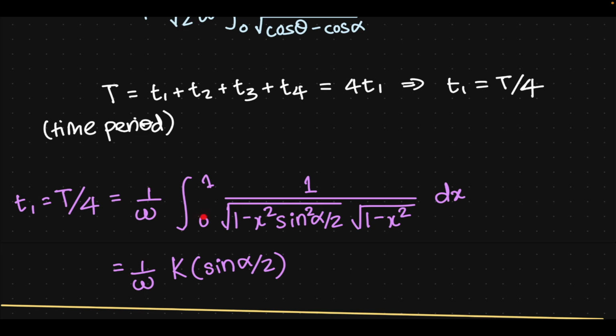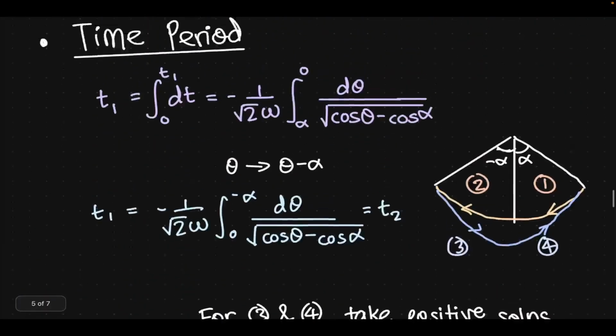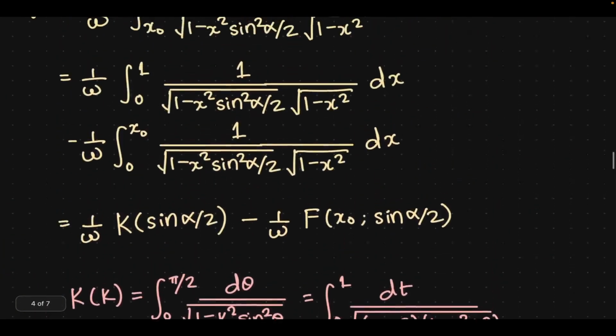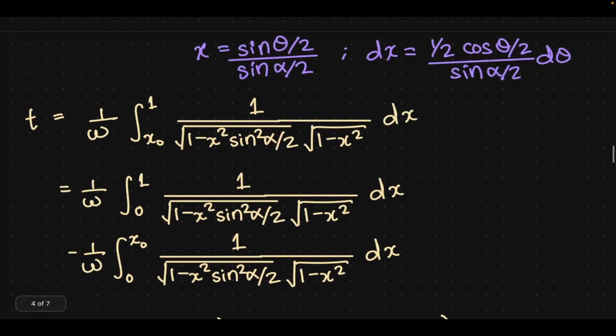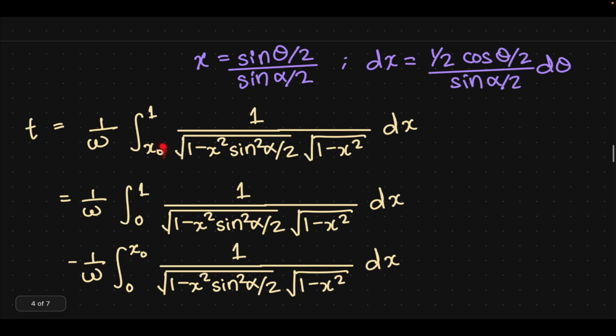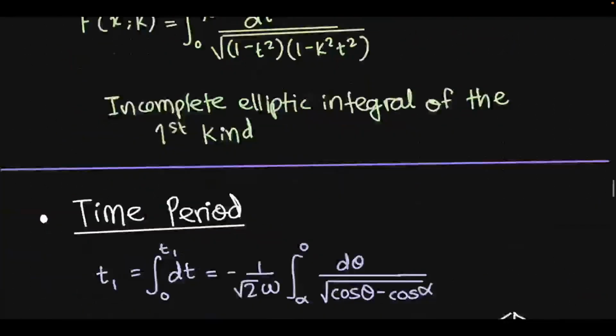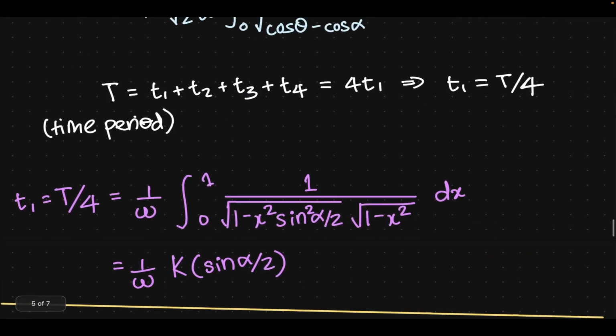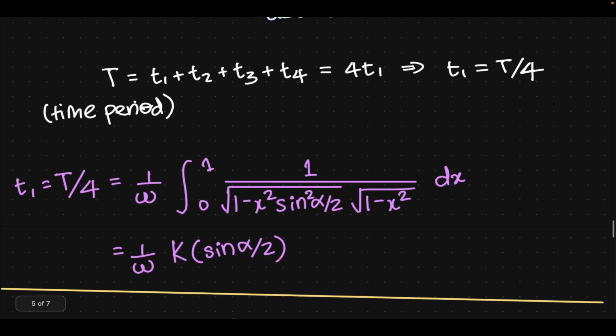And the lower bound was actually 0 this time. In the earlier, arbitrary case, we had an x naught here, and that's why we had to break it up into an incomplete and a complete elliptic integral of the first kind. Now we have 0 because the limits were going from alpha to 0. So with the alpha we had the upper bound, and with the theta 0 we have the lower bound, 0 to 1. So that just becomes the elliptic integral that we know and love, and that's basically the answer: 1 over omega times K of sine of alpha over 2.